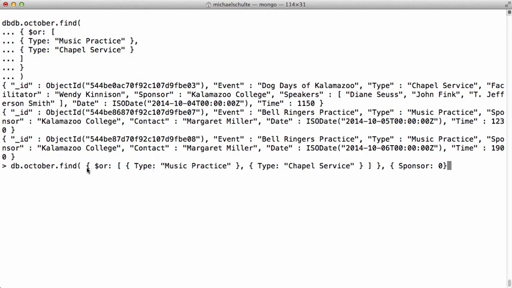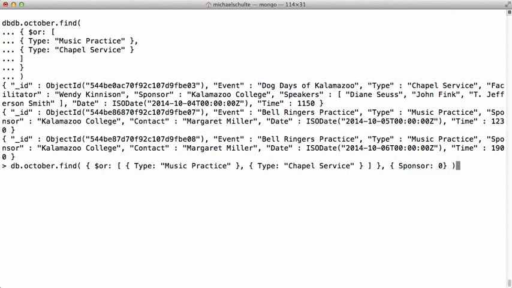And so the first set of braces that I highlighted at the beginning here, this tells the MongoDB shell what query I want to run. And then in the second set of braces here, I'm telling it about what kind of output I want. In particular, by saying sponsor: 0, I'm telling it to suppress the sponsor.